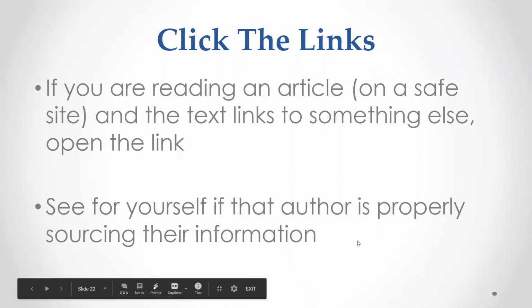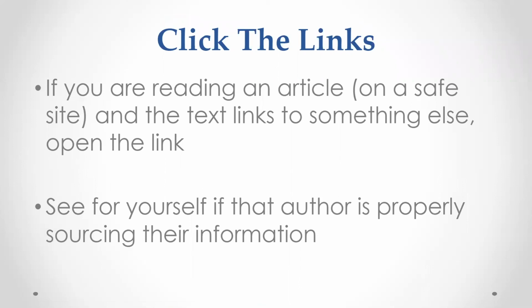Another great way to fact check your articles is to click on the links in that article. You will see these article links by text that have been underlined or have been highlighted blue. And if you click on these links, you can see the sources that the author has used. And from that, you can also determine how reliable a news source is.